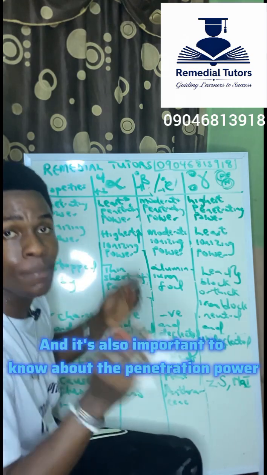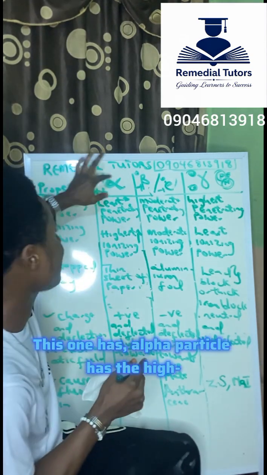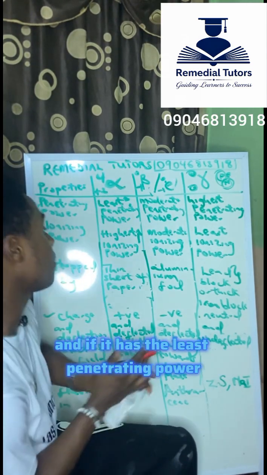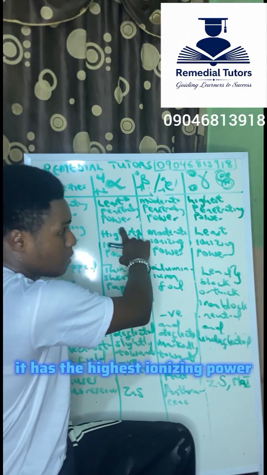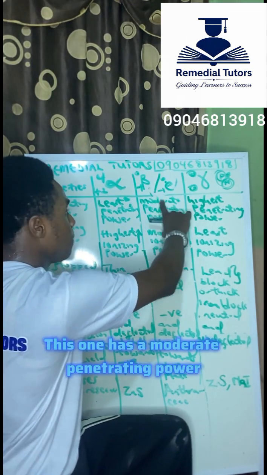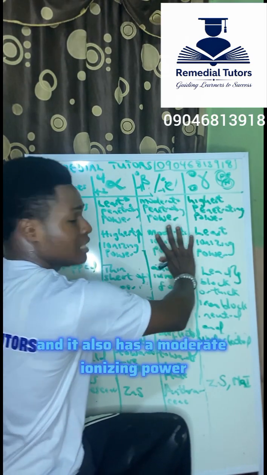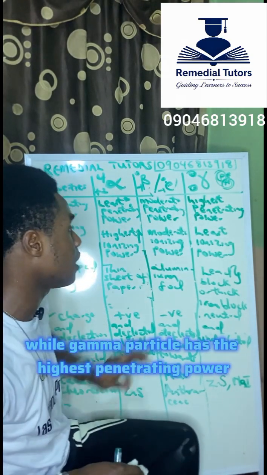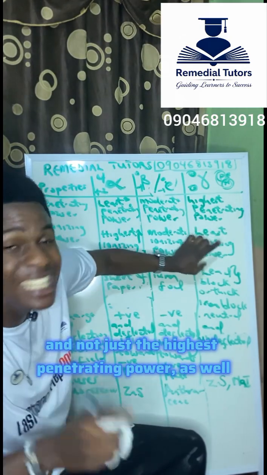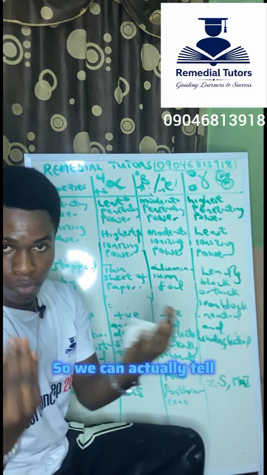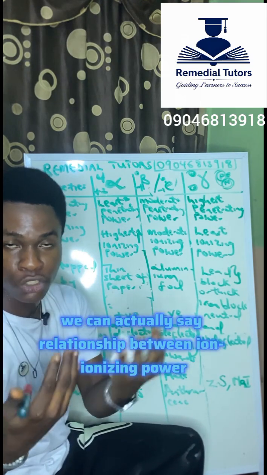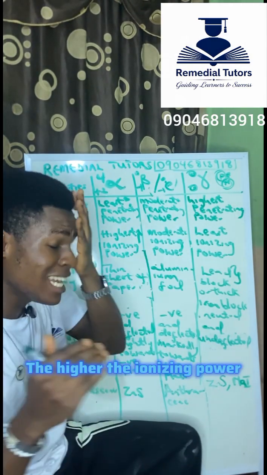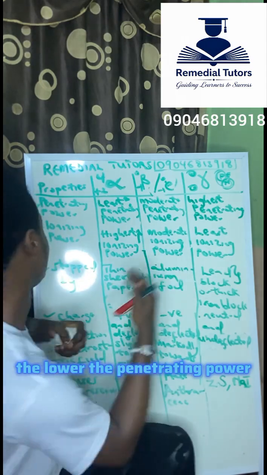And it's also important to know about the penetration power. Alpha particle has the least penetrating power, and if it has the least penetrating power, it has the highest ionizing power. Beta particle has a moderate penetrating power, and it also has a moderate ionizing power. While gamma particle has the highest penetrating power, and as well the least ionizing power. So we can actually state a relationship between ionizing power and penetrating power: the higher the ionizing power, the lower the penetrating power.